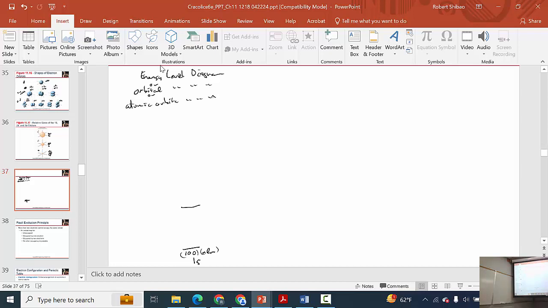And then we move up. The next orbital will be a 2, 0, 0, but we can also have a 2, 1. We could have a 2, 1, negative 1, a 2, 1, 0, and a 2, 1, 1. The 2, 0, 0 is a 2s orbital. The 2, 1s are 2p orbitals. And so I'm going to have 3 2p orbitals. And the only difference is the orientation. The energy is going to be the same.